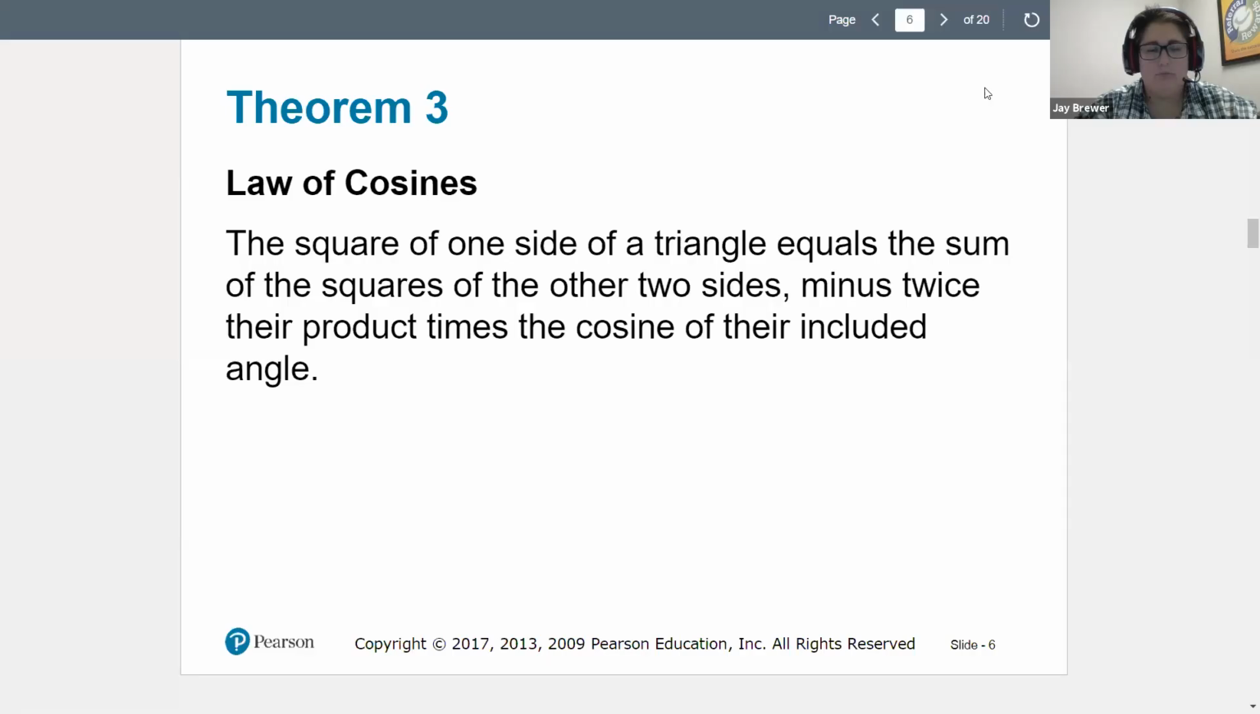We need this before we switch over to the whiteboard to do some problems. So it says the law of cosines is the square of one side of a triangle equals the sum of the squares of the other two sides minus twice their product times the cosine of their included angle. So if you couldn't figure that out based on the mathematical definitions, there is your word definition for you. For those of you who like words more than math, which does not include myself, but hey, more power to you.